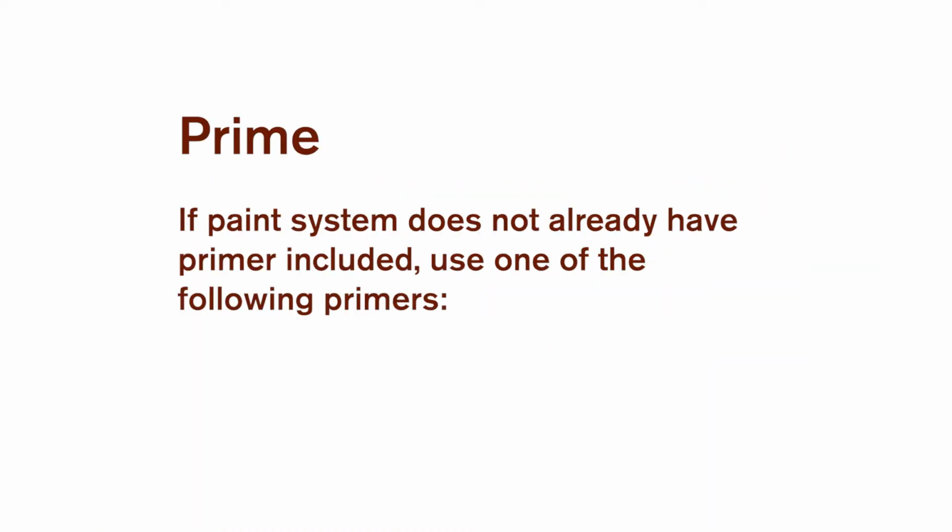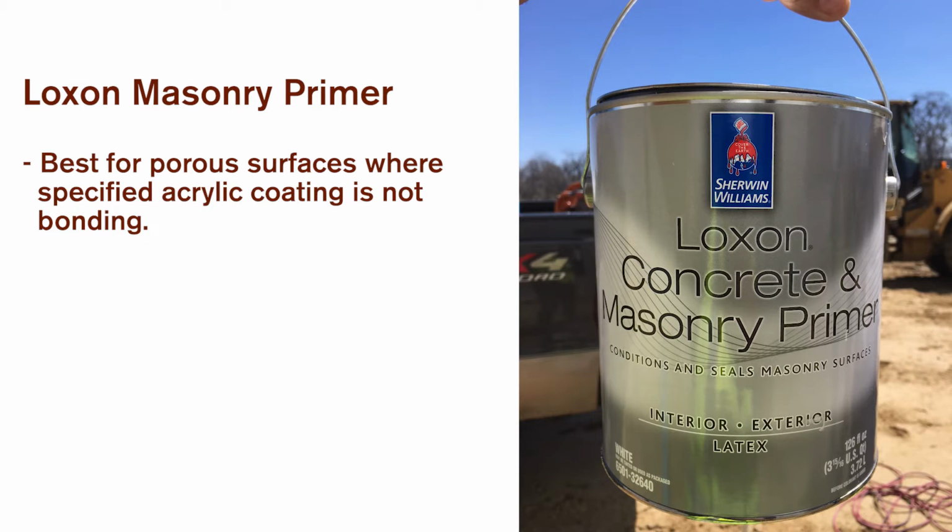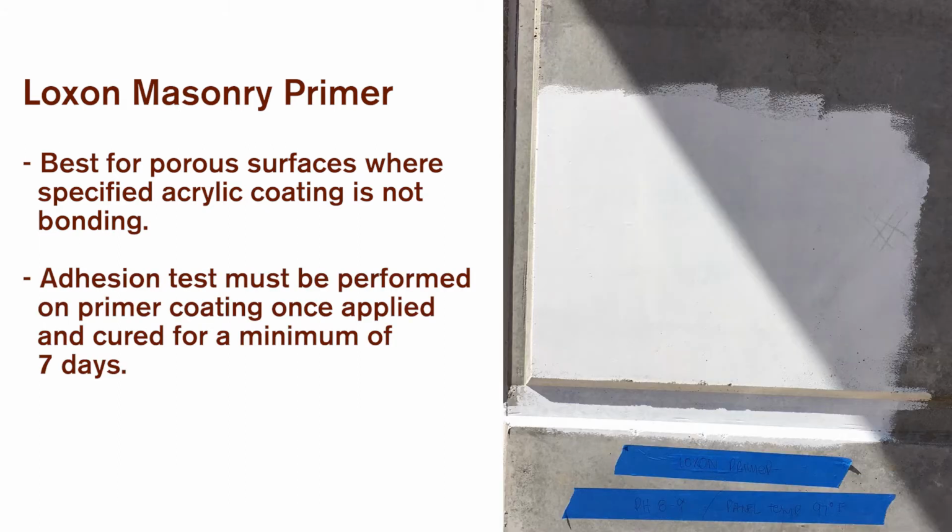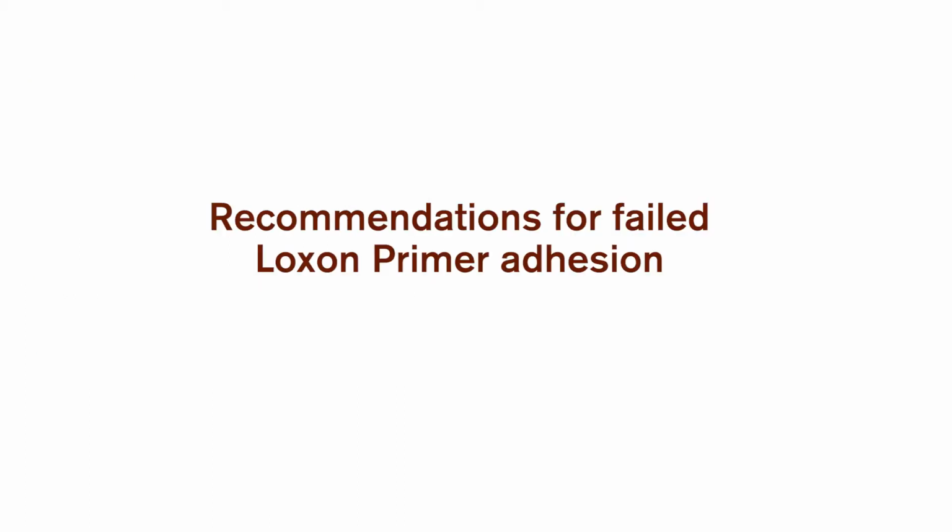Prime. If the paint system does not already have a primer included, it's best to use one of the following primers. Loxon Masonry Primer. Loxon Masonry Primer is best for porous surfaces where specified acrylic coating is not bonding. An adhesion test must be performed on primer coating once applied to the surface and cured for a minimum of 7 days. The Loxon primer has failed adhesion.